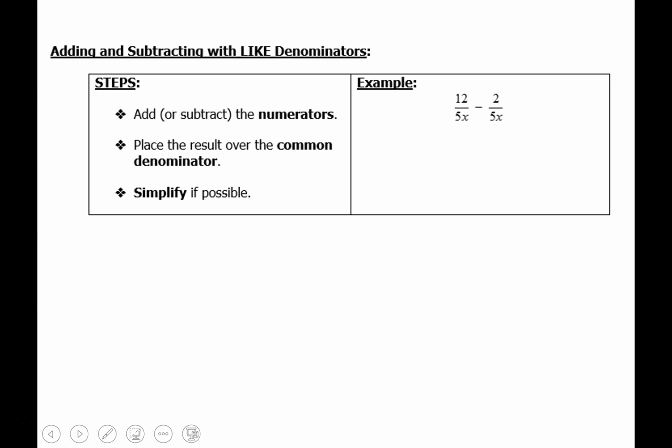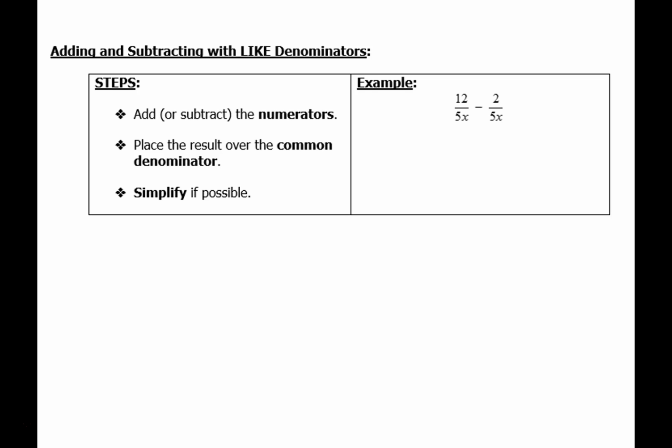Okay, so the first thing that we need to talk about is when you're trying to add or subtract two rational expressions that have common denominators or like denominators. So you'll see in this example that the denominator of both of these fractions is 5x. So because they have a common denominator or they match, we can go ahead and add or subtract the numerators depending on what the operator sign in between is.